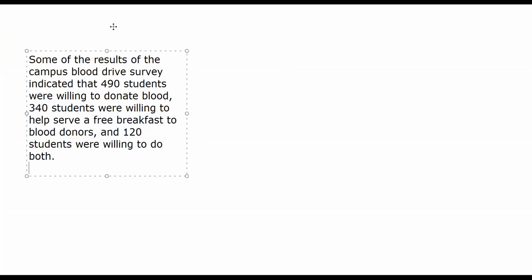Some of the results of the campus blood drive survey indicated that 490 students were willing to donate blood. 340 students were willing to help serve a free breakfast to blood donors, and 120 students were willing to do both. Good job, 120 students. How many students were willing to donate blood or serve breakfast? Let me type that down under here. And notice that word or, which is secretly and/or.